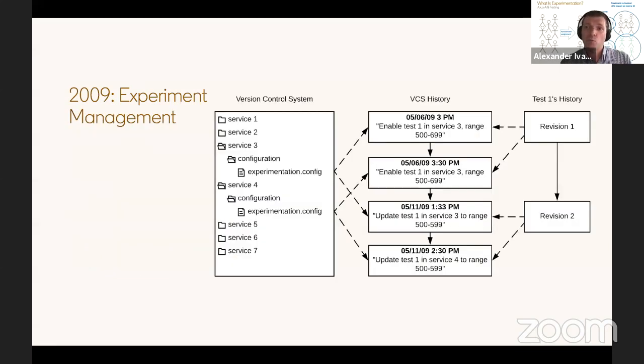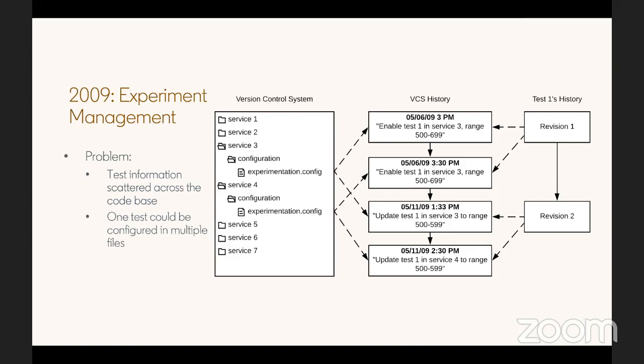The other problem was with the experiment management system. I would say it was quite chaotic, and all the test information was stored in source control. And there was no centralized place where you would find all the test definitions. And one test could be present even in multiple places in the code base. And that complicated debugging a lot.